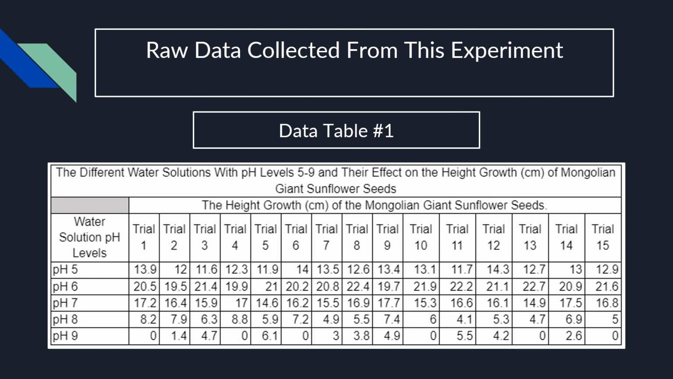This is a graph that showcases the raw data that we measured directly from the trays. We measured the height of the sunflowers by taking a centimeter ruler and lining it up with the bottom of the stem and measuring till the highest point of growth of each sunflower. And we conducted 15 trials, or we planted 15 different sunflower seeds in each of the 5 trays for each pH level.